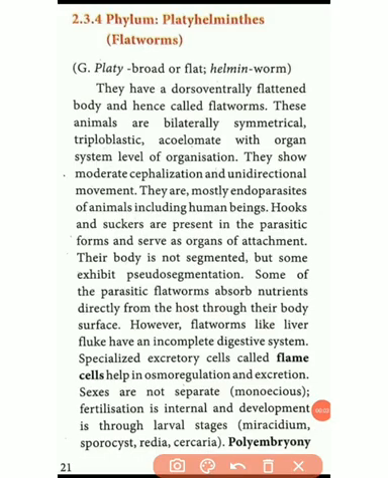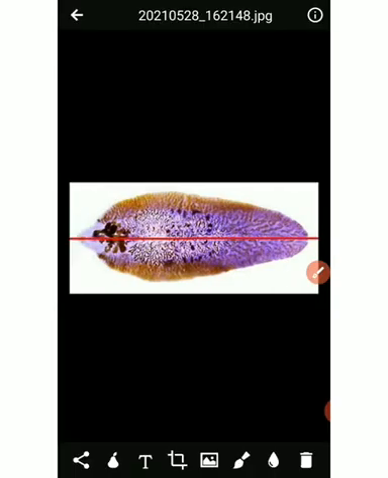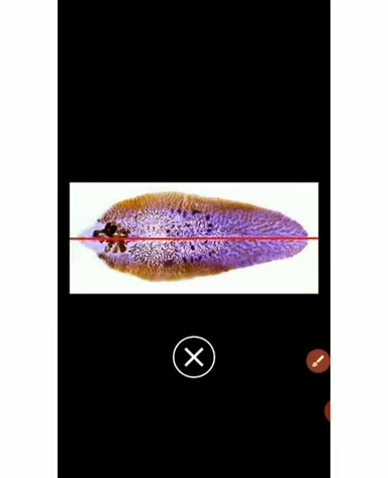These animals are bilaterally symmetrical, triploblastic, acoelomate with organ system level of organization. Flatworms are bilaterally symmetrical. Bilaterally symmetrical organisms have similar and equal opposite sides in their body. So, flatworms are bilaterally symmetrical.